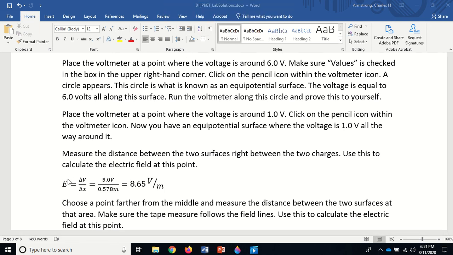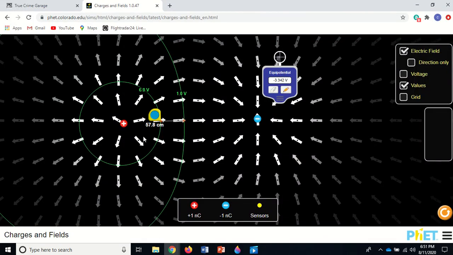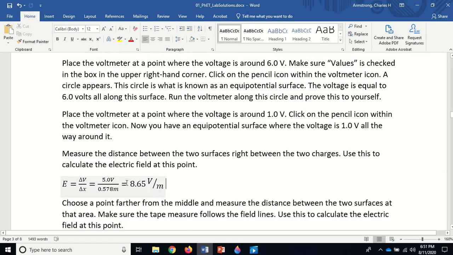Okay, so what I did was I put in the equation here. The electric field is equal to the change in voltage over the change in X, or the distance. We had that from early on in the semester. You've got your 5 volts, your 6 volts minus your 1 volt. Then we had the distance of 0.578, so 57.8 centimeters, 0.578 meters. And that came out to be 8.65 volts per meter. So that was the strength of the electric field.